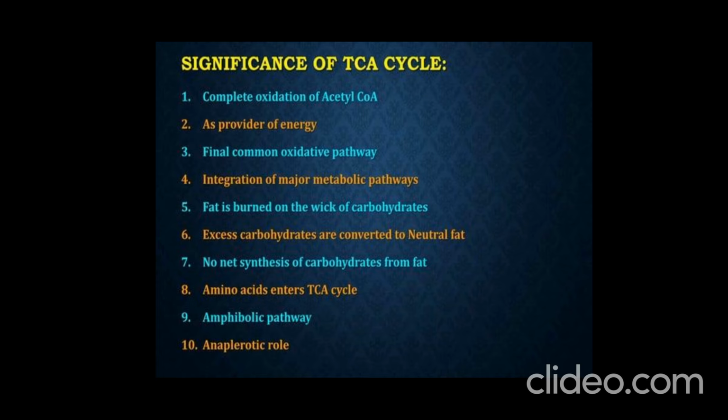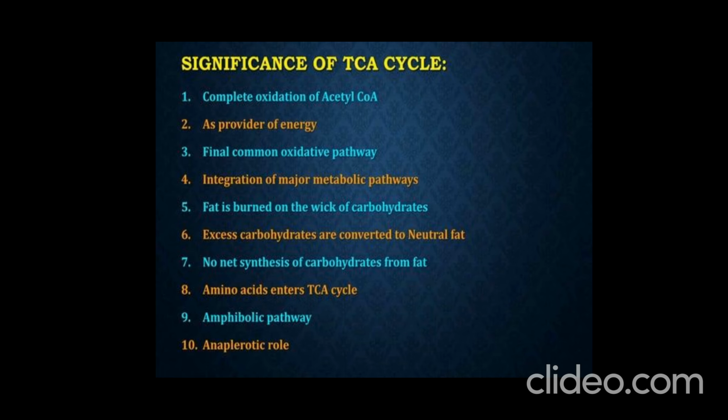Then the second one, provider of energy. This is the provider of energy, and we have already discussed that 65 to 75% of ATPs are generated by this cycle. And the third one is final common oxidative pathway. And the fourth one, integration of major metabolic pathways. That means different metabolic pathways come together to form the same product. That is known as integration.